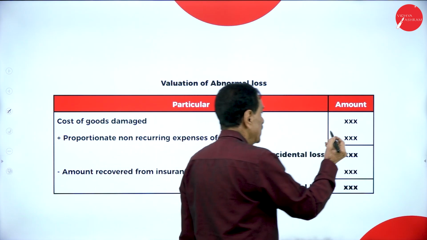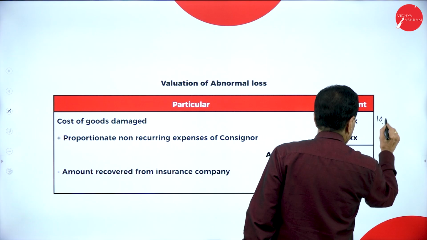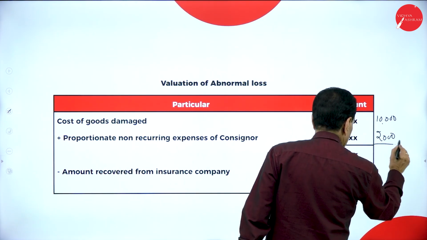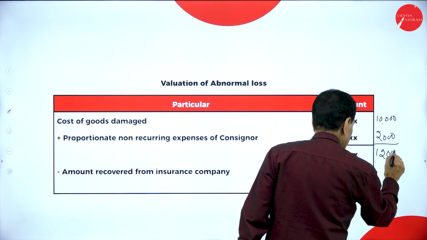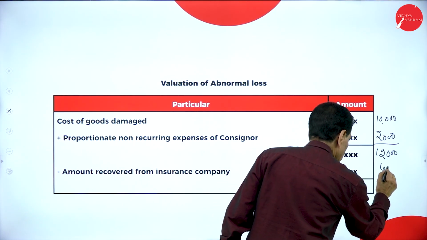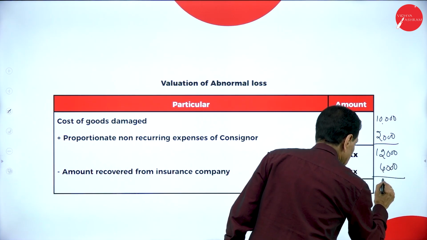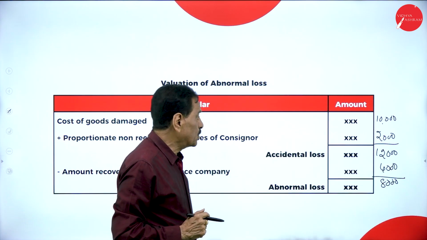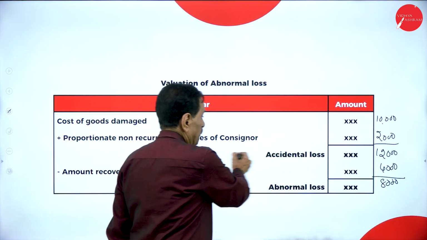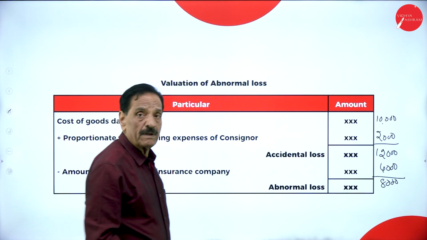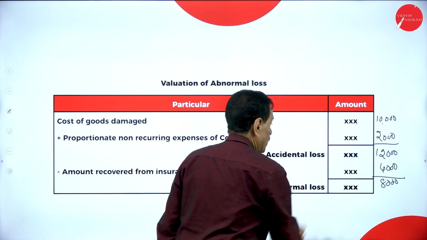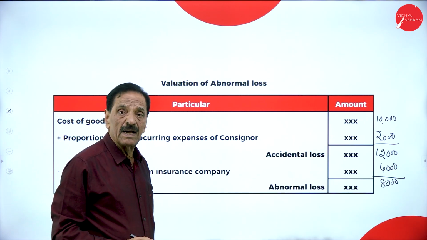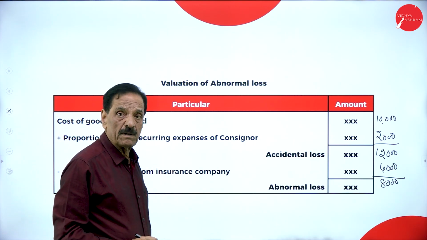Assume the cost of the goods damaged is 10,000, proportionate expense is 2,000, totally 12,000. Total accidental loss is 12,000. How much recovered from insurance company? 8,000. The difference, 4,000, is called abnormal loss.